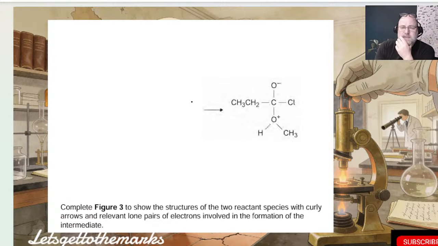I don't know when the last time zwitterions came up. I can try and find one. Complete figure 3 to show the structures of two reactant species with curly arrows and relevant lone pairs of electrons involved in the formation. So this is going to be nucleophilic addition again. So you just got to work out what the reactants are for this.